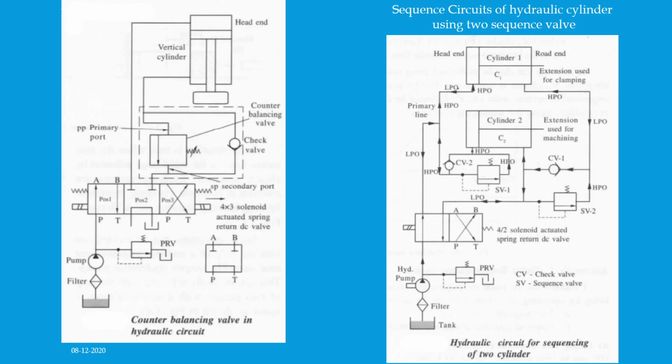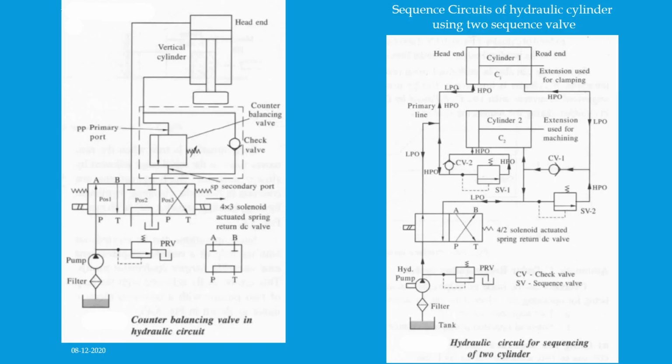At the end of the extension of the cylinder C1, the pressure of oil increases and flows to the head end of the cylinder 2 through sequence valve 1. Next, at the end of extension of cylinder 2, that is C2, the valve is shifted to normal position, which results in connection of ports A to T and P to B.